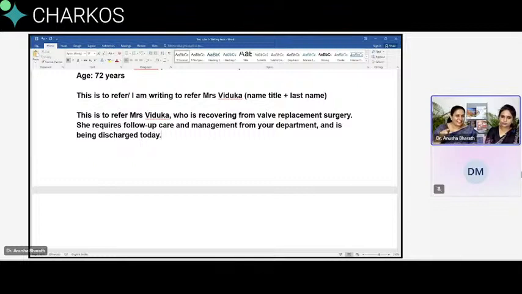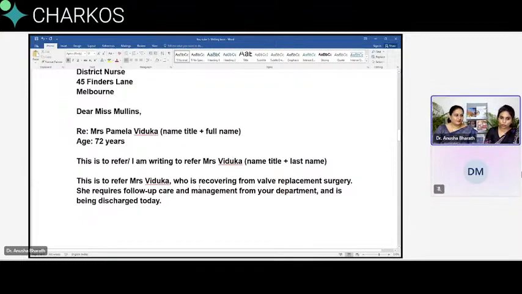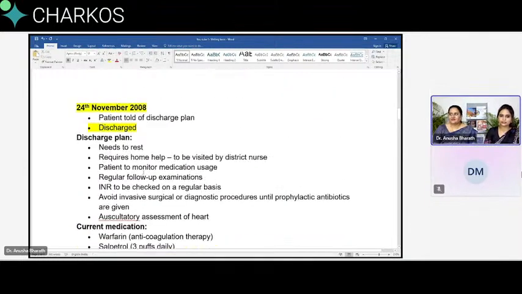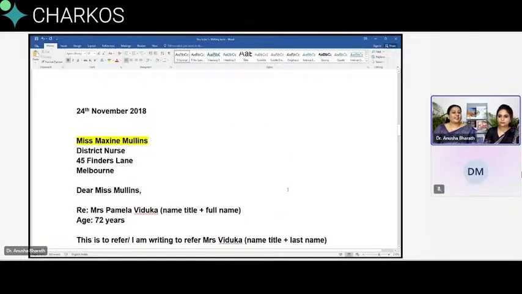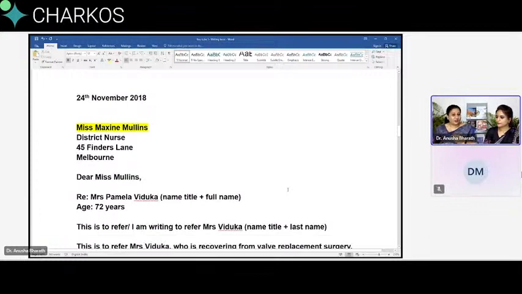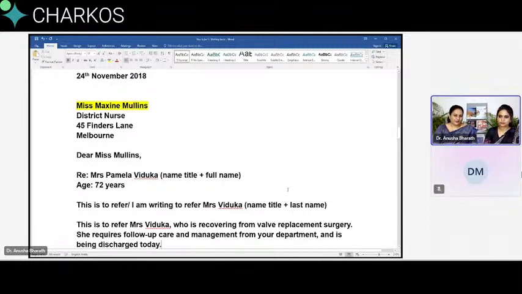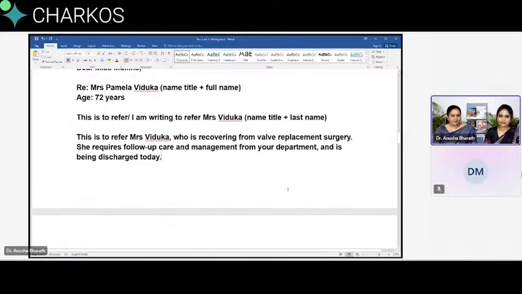Because you are writing the letter on the same day, 24th November, and it is also stated here that she is discharged. So that is the reason we have added this. So don't write again that she is being discharged on 24th November. Rather than that, you will be writing today. She is being discharged today. Yes. So simple, isn't it?